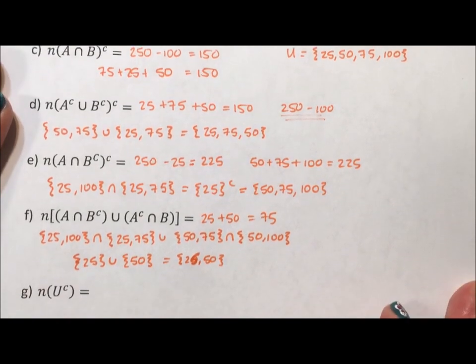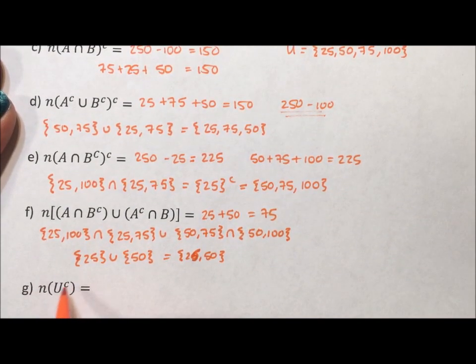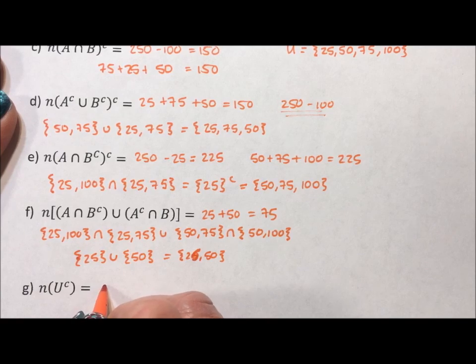And then the very last question is the number of elements in the complement of the universe. Well, if the universe is everything, then the complement is nothing. So the number of elements in the complement is 0.